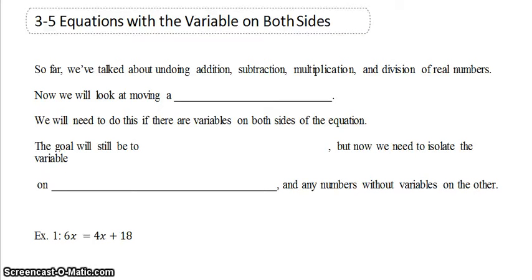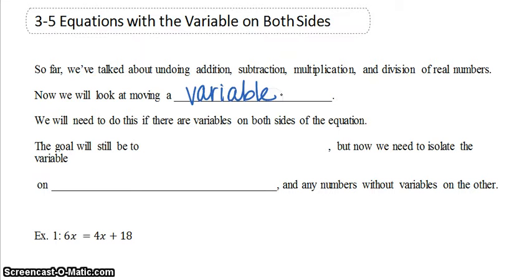All right, so we're on to 3.5, which is equations with variable on both sides. Before, we've only had it on one side, so we haven't really had to do anything with combining those. We've combined like terms before, so this is kind of similar. So far we've been talking about undoing addition, subtraction, multiplication, and division of real numbers, and now we're looking at moving a variable.